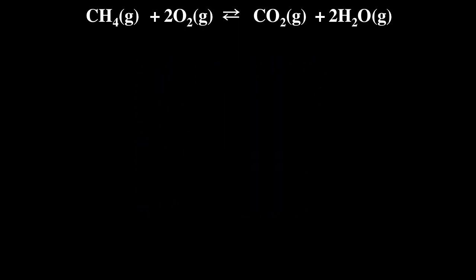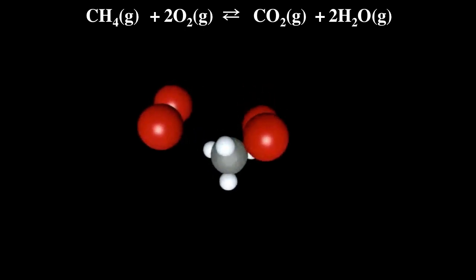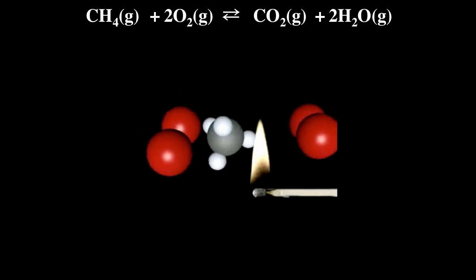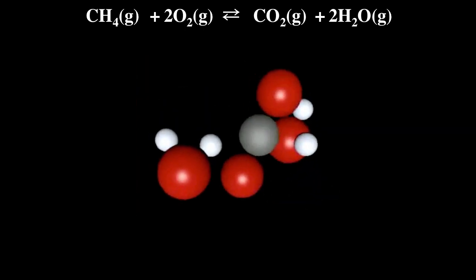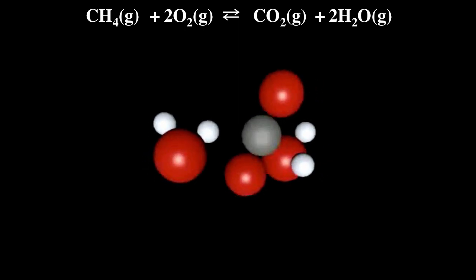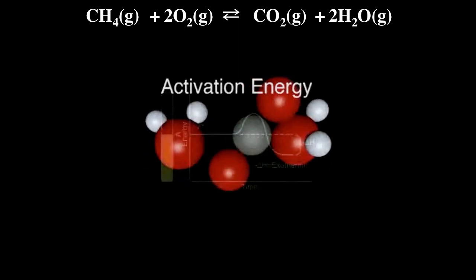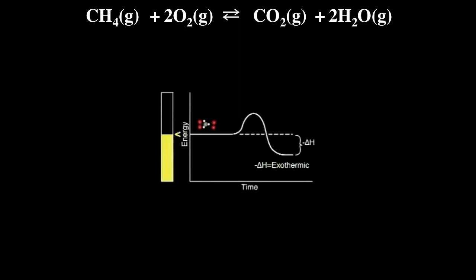Why? To react, the molecules must collide with sufficient energy to break the oxygen-oxygen bonds and carbon-hydrogen bonds so new bonds can form. The additional energy needed to break existing bonds and start the reaction is called activation energy. An energy diagram can help show these energy changes. Initially, the oxygen and methane molecules collide but do not have sufficient energy to react. A flame can supply the activation energy needed to start the reaction. At this point, bonds break and new bonds form in an exothermic reaction that releases energy.